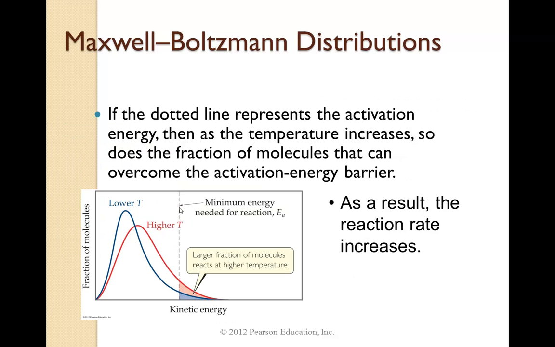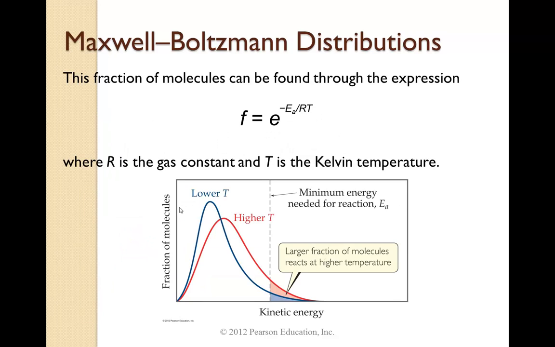If the dotted line represents the activation energy, then as the temperature increases, so does the fraction of molecules that can overcome the activation energy barrier. As a result, the reaction rate increases. This fraction of molecules can be found through the expression e to the negative Ea over RT, where R is the gas constant and T is the temperature in kelvins.